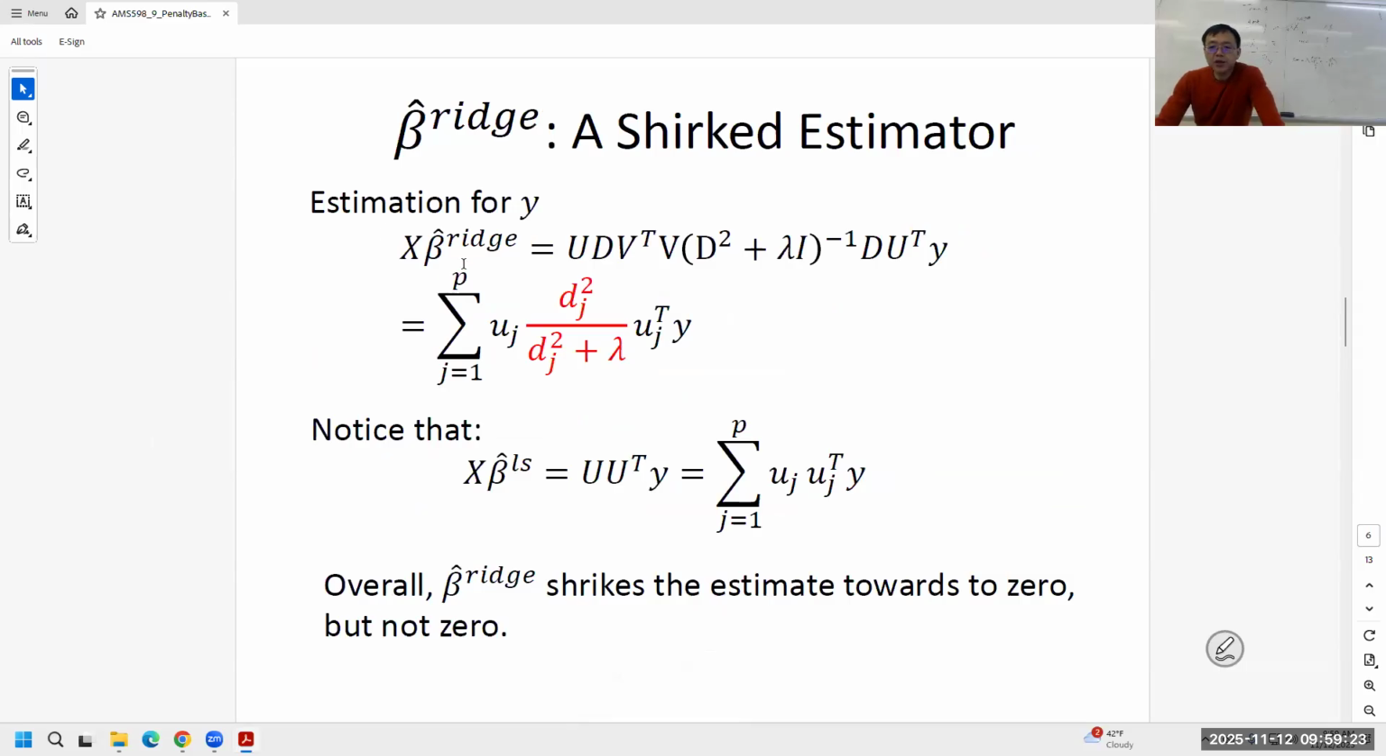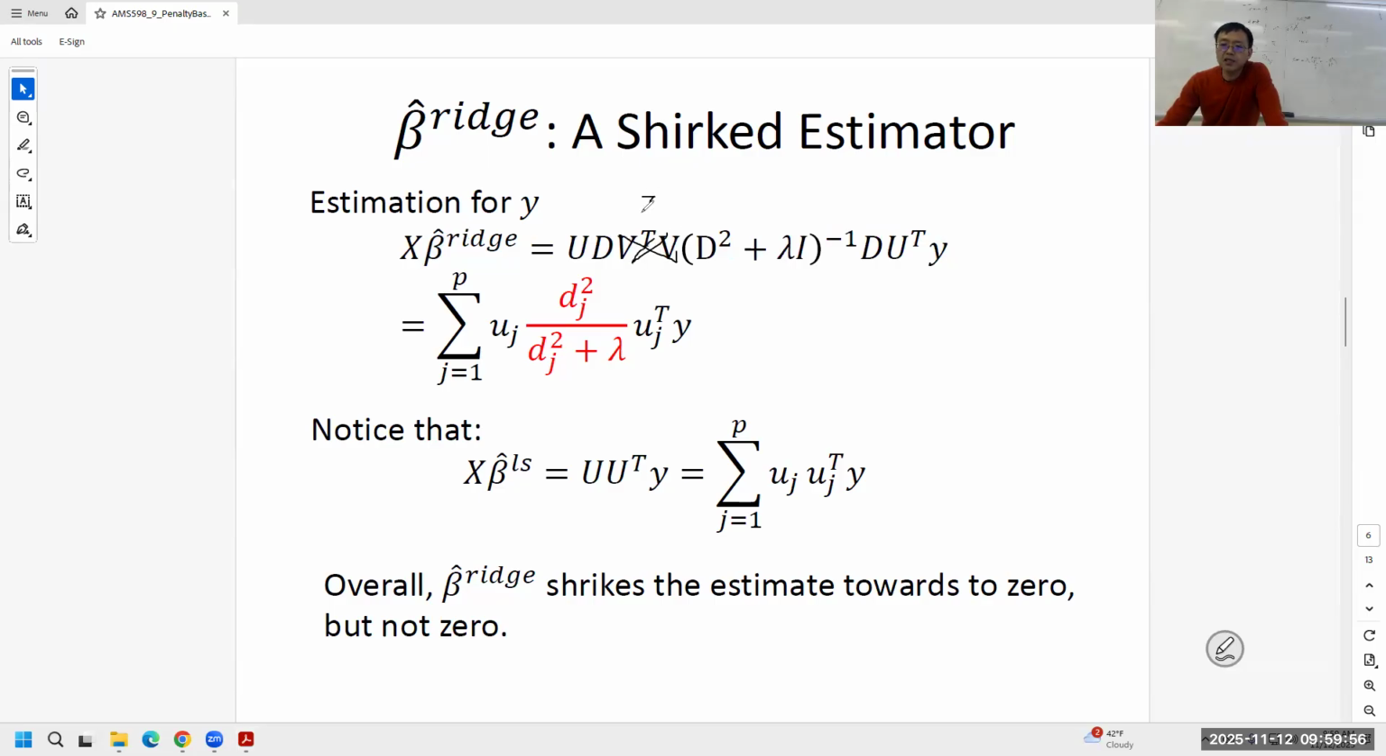Now, if you want to do the estimation of the y, essentially that's x beta, right? X beta, that's the estimation for the y. So if you're using x times the ridge beta estimation, what I highlight there is the beta hat ridge. X is U D V transpose, right? U D V transpose.